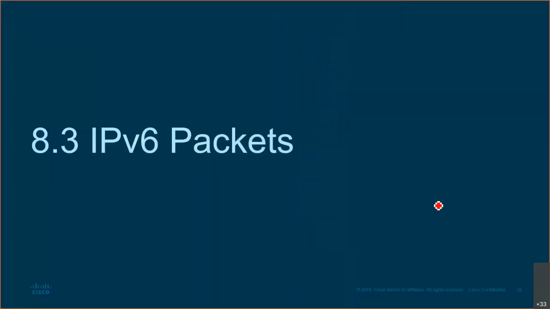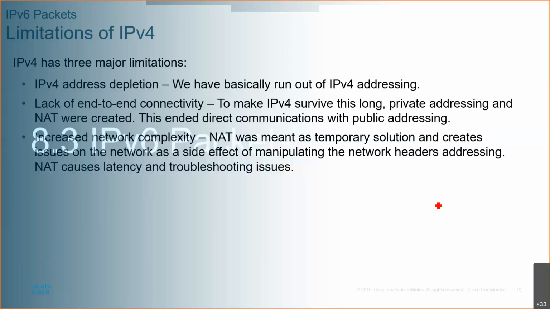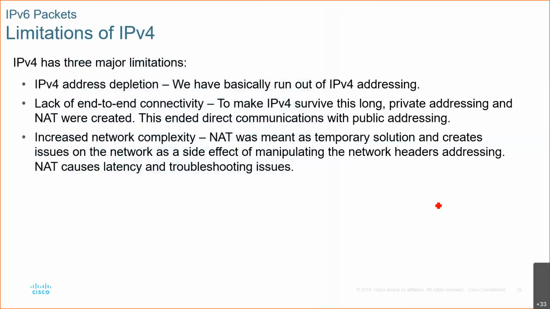Now let's have a look at the same thing with IP version 6. Okay. The problem with IP version 4, as we said, is that public addresses run out. Okay. Lack of end-to-end connectivity. That is why we created NAT, a temporary solution. What we do is map the private address to a public NAT address. The problem with that is NAT is very complex to implement, and has troubleshooting issues.